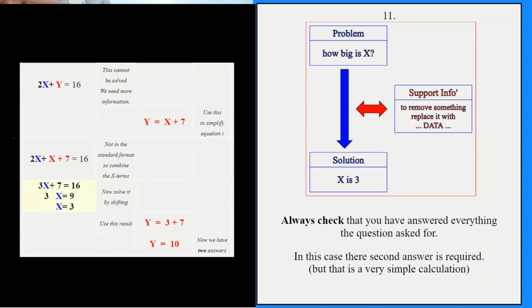Now at the end, always check that you've answered everything the question asked for. In this case, there's a second answer required. But that's a very simple calculation. 3 steps as usual. But it's kept vertically in its own column.